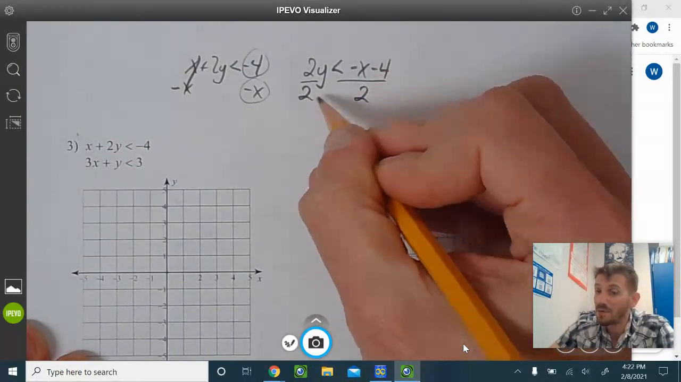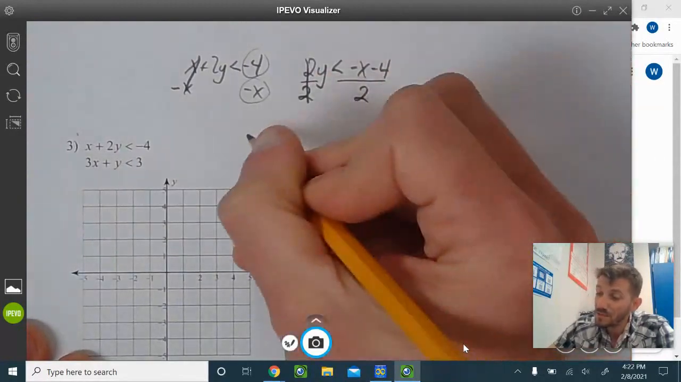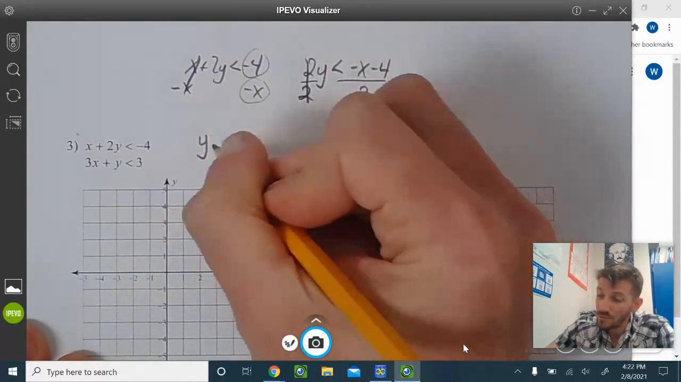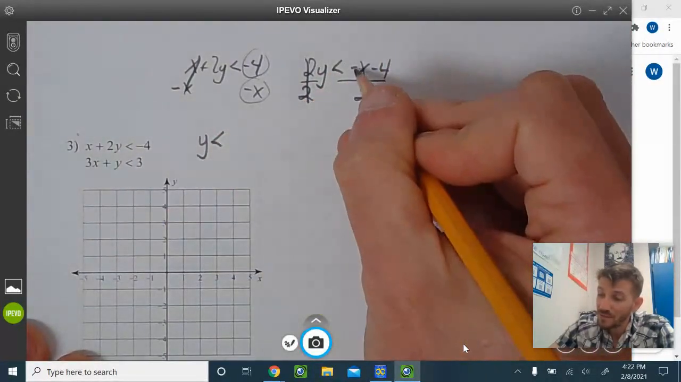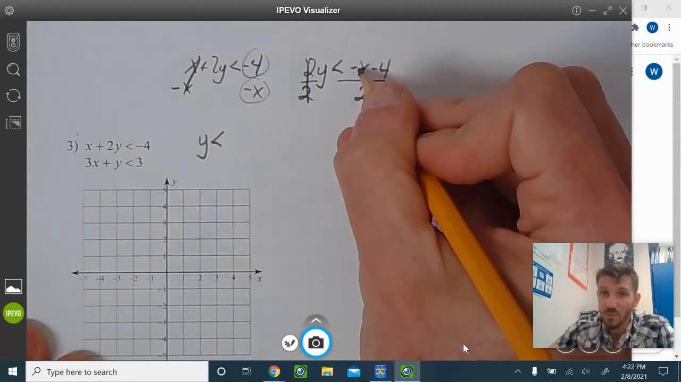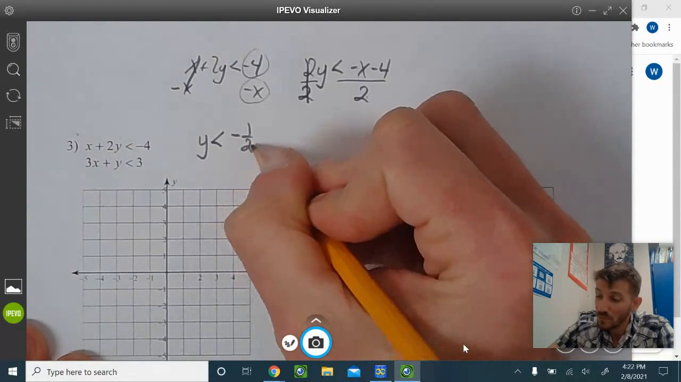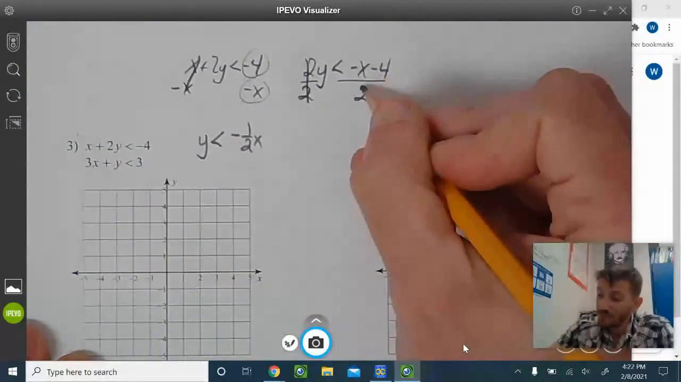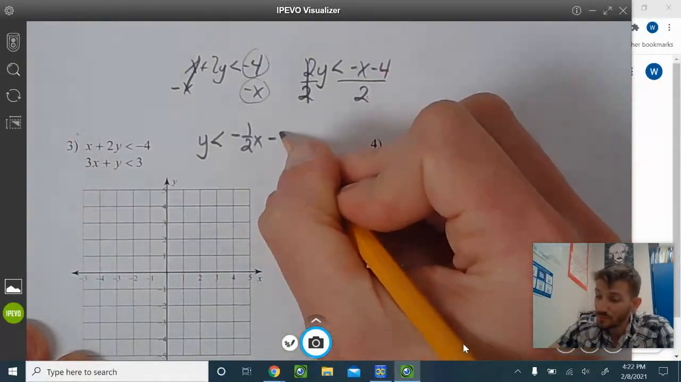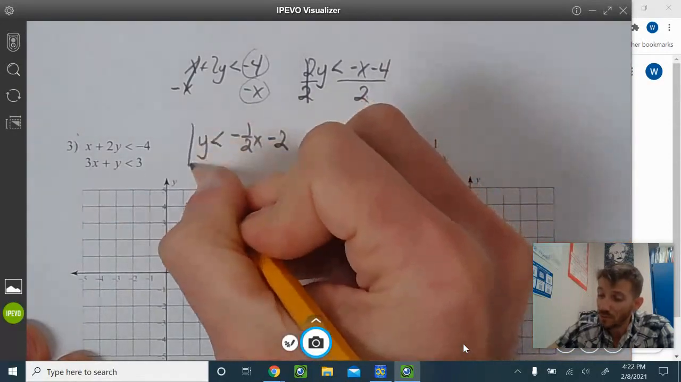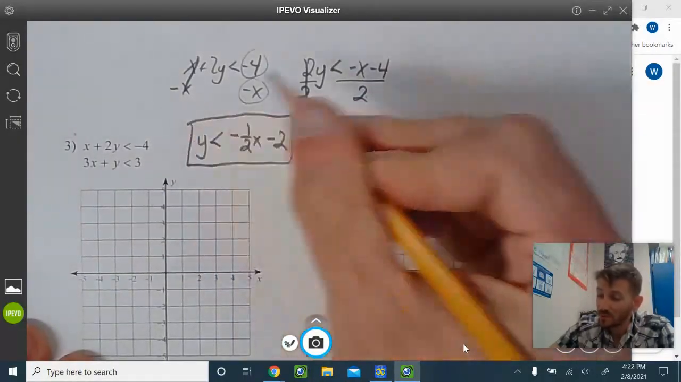But we're dividing by a positive, so it is not. So y will be less than negative 1, invisible 1, right? So negative 1 over 2. And then negative 4 divided by 2. And there's our equation. We'll graph that in a little bit.